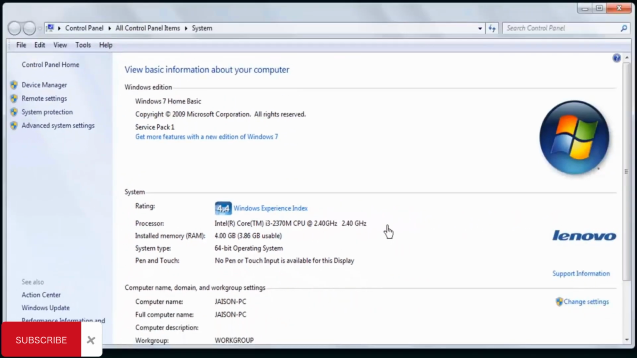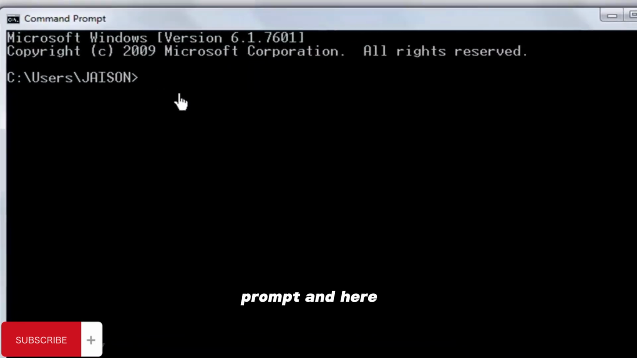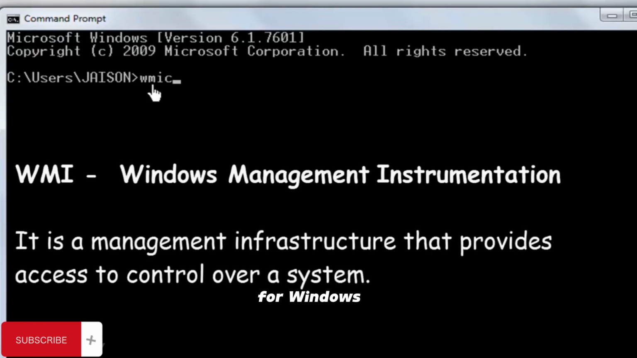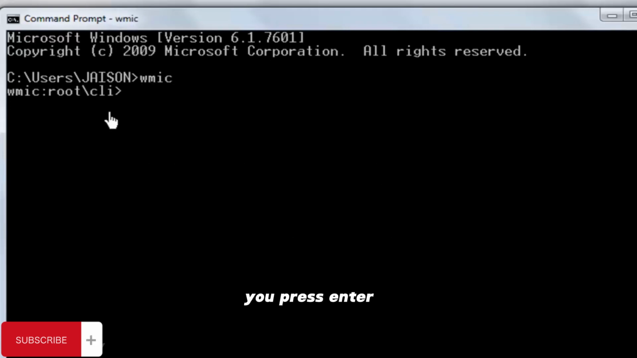So in order to find out whether my system is hyper-threaded or not, what you have to do is open your command prompt. So you open up your command prompt, and here you type WMIC. WMIC stands for Windows Management Instrumentation, which is a management infrastructure that provides you access to control over a system. So if you type WMIC, it will open up the Windows Management Instrumentation console. If you press enter, you enter its command line interface.